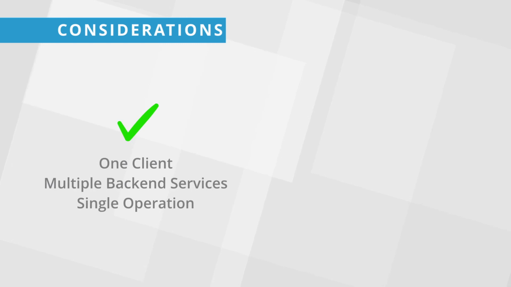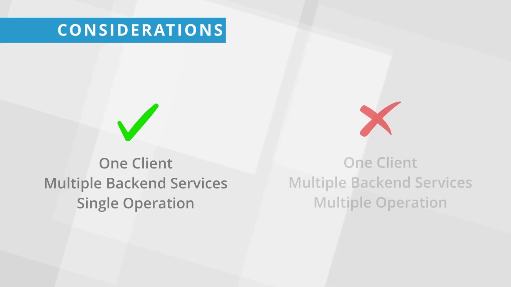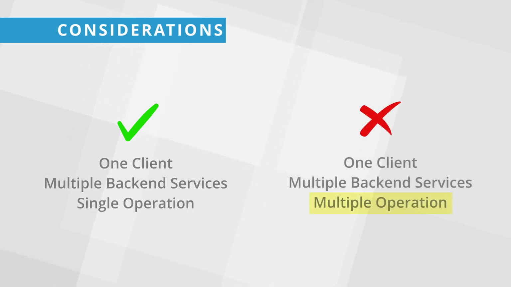We should use this design pattern when a client needs to communicate with multiple backend services to perform an operation. This pattern is unsuitable if you want to reduce the number of calls between a client and a single service across multiple operations. Adding a batch operation to the service may be better in that scenario.